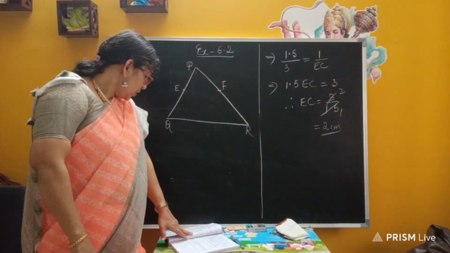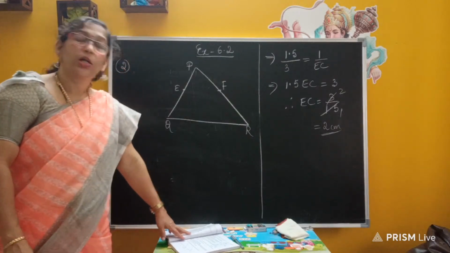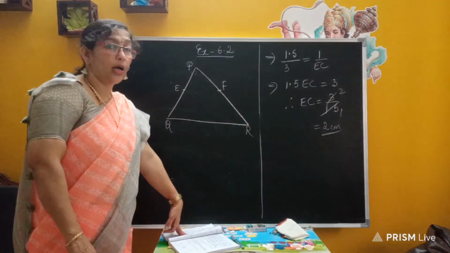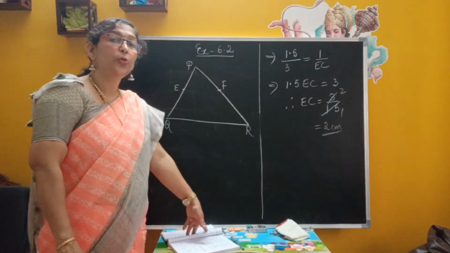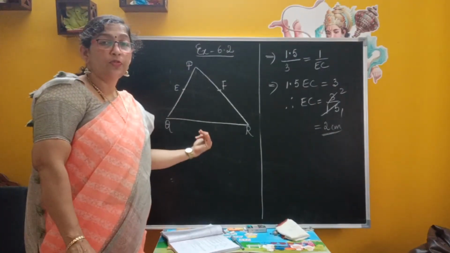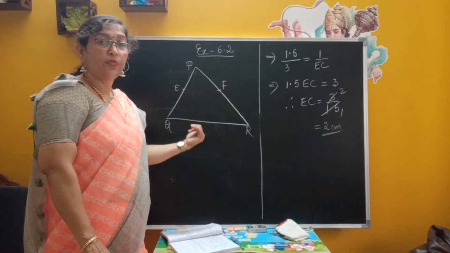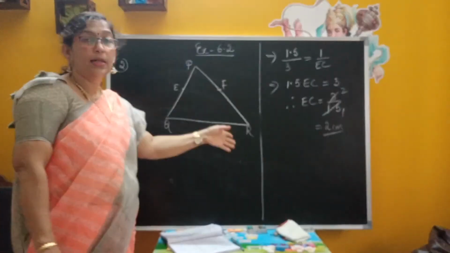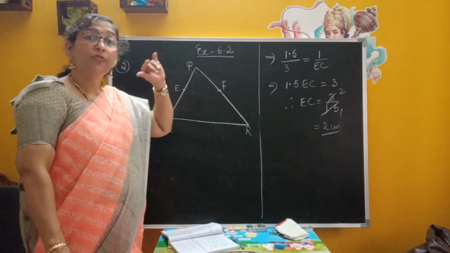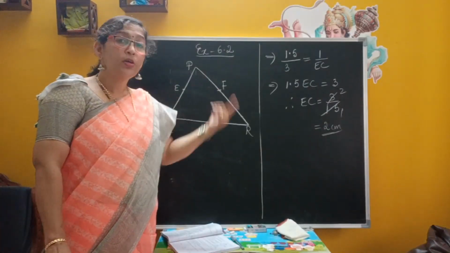For each of the following cases, state whether EF is parallel to QR. How do you say EF is parallel to QR? Because you know the basic proportionality theorem says that if a line is parallel to one side of a triangle, the other two sides are divided in the same ratio. That is the statement. But if that is true, its converse also must be true.